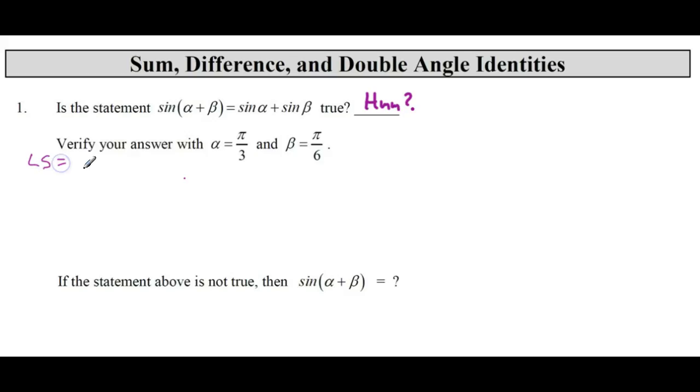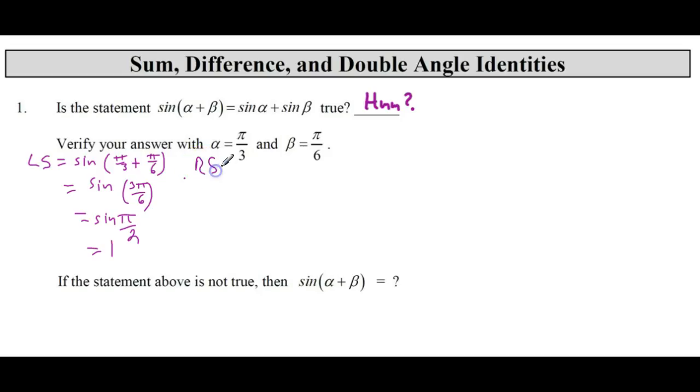It's a left side. So the left side is the sine of alpha plus beta, so alpha is pi over 3 and beta is pi over 6. We need sixths: 2/6 plus 1/6 is 3/6, which is pi over 2. And the sine of pi over 2 is 1.